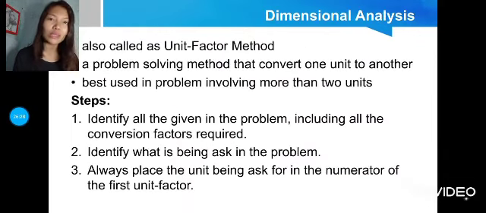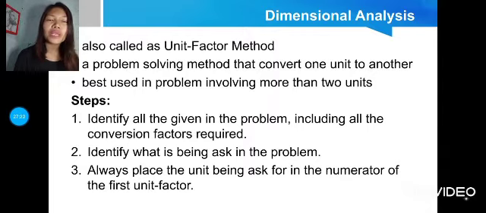Okay, next, let's go to the dimensional analysis. So, dimensional analysis is also known as unit factor method. It's a problem-solving method that converts one unit to another. So, it is best used in problems involving more than 2 units. So, I have here steps for you to follow when using dimensional analysis or when your problem has more than 2 units. So, include na ang aton nga conversion factor, ha?